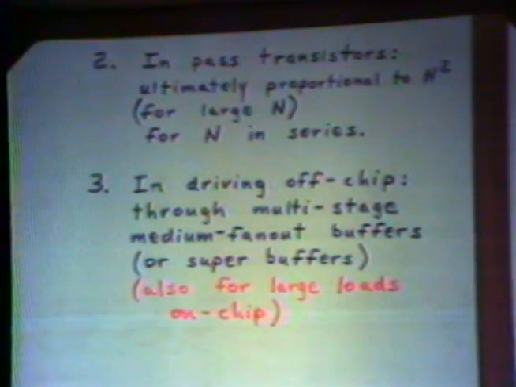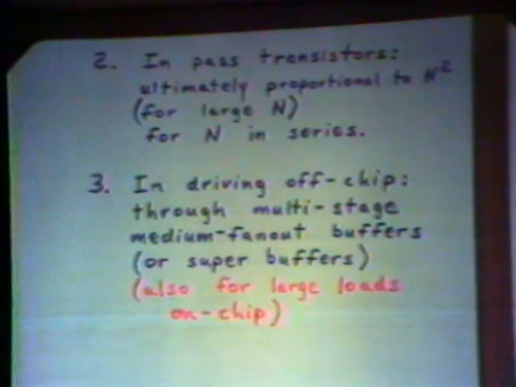So instead, we use multi-stage buffers, each stage of which has some medium fan-out. And again, there's an optimization you can do, which is discussed in the book. It tells you what fan-out is best to give you the best speed. And the kinds of buffers we use are regular inverters, or these other things called super buffers, which we'll get into tomorrow, which are a little bit faster.